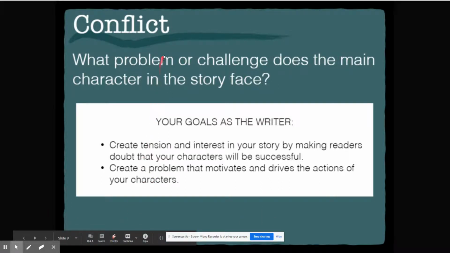All right, remember what we talked about, that conflict, that drama in the story? So what problem or challenge does the main character in the story face? So our goal as future writers is that we want to eventually create that tension and interest in your story by making readers doubt that your characters will be successful. So you want to create a problem that motivates and drives the action of your characters. So again, conflict is that problem that the main character faces.